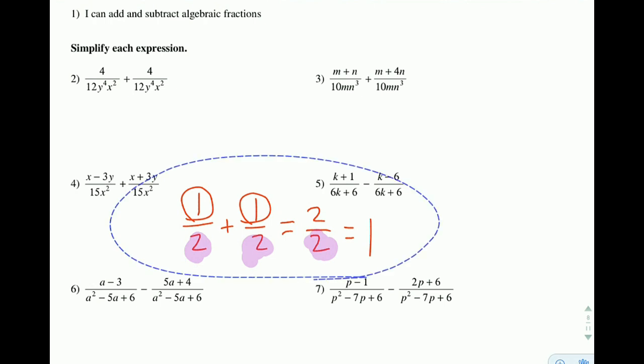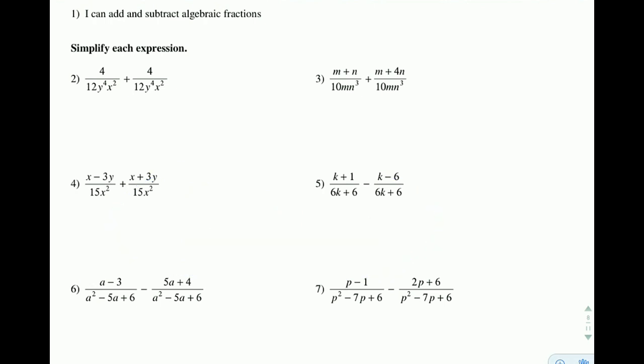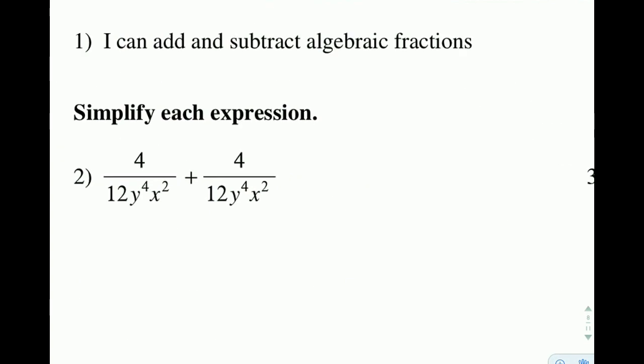Now, when we get to dealing with algebraic fractions, it's the same process. When we look at number 2 here, we have 4 over 12y to the 4th x squared plus 4 over 12y to the 4th x squared. Our answer is going to have 12y to the 4th x squared in the denominator. So I'm just going to take my 4 and my 4 and add them together to get 8.